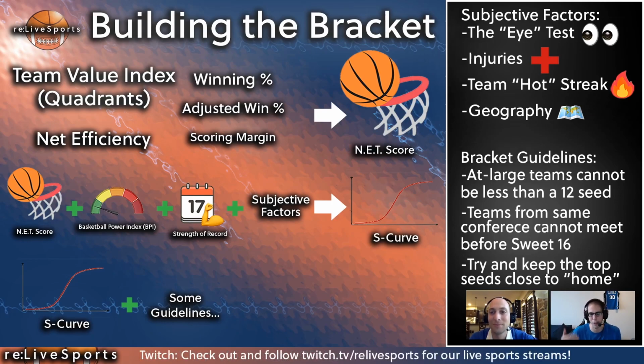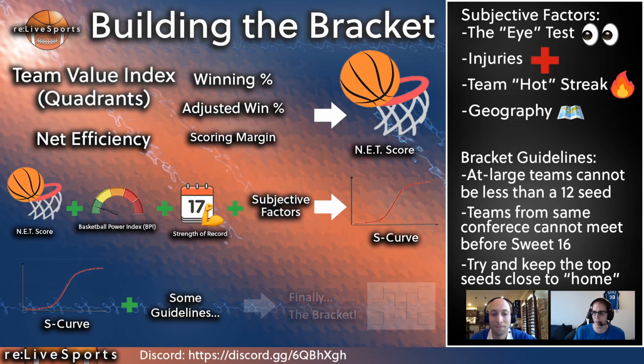Usually you see the 12 to 16 seeds reserved for some of the mid-major conferences where their net score is going to be up in the hundreds, perhaps, right? But they get into the tournament because they have the automatic qualifier. Then you have teams from the same conference cannot meet before the Sweet 16. We saw this last year with Duke and Virginia Tech playing in the Sweet 16. And then, as we mentioned above, geography is a little subjective. You can actually move teams on the seeding lines to try to keep them close to home.